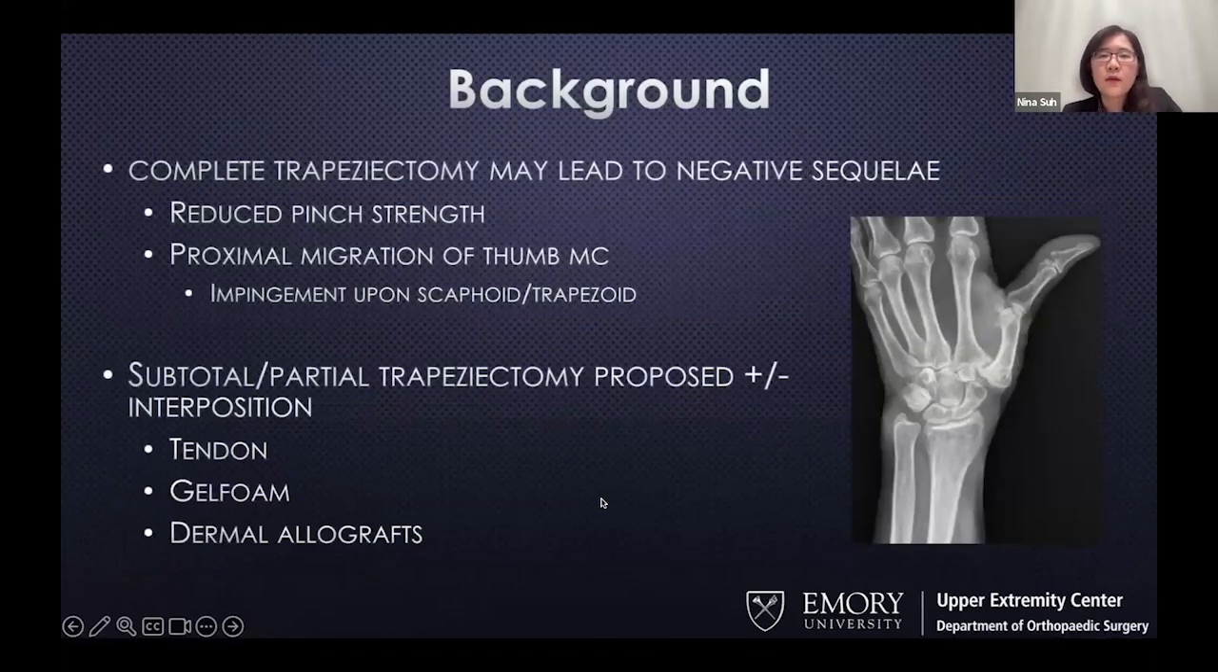So obviously some background is that complete trapeziectomy in the literature has been reported to perhaps cause some negative sequelae. That includes reduced strength has been reported in the literature. Also, certainly what we worry about is proximal migration of that thumb metacarpal. Now that we take out the trapezium, we have this empty spot. And then certainly as it subsides, then you might have some impingement on the scaphoid if it's very bad subsidence, or the trapezoid. Literature also would indicate that perhaps patients are not symptomatic from that.